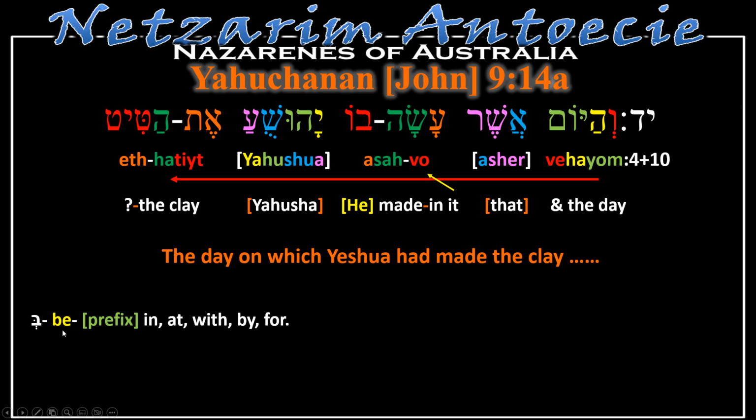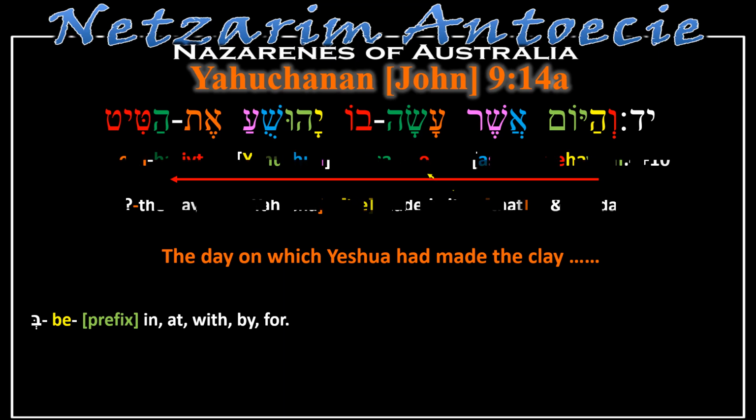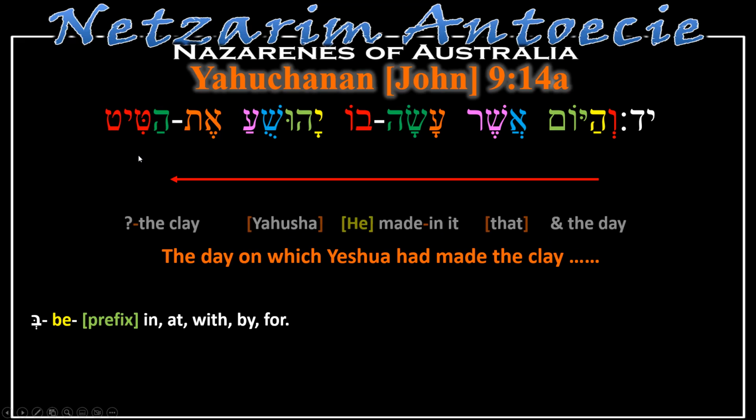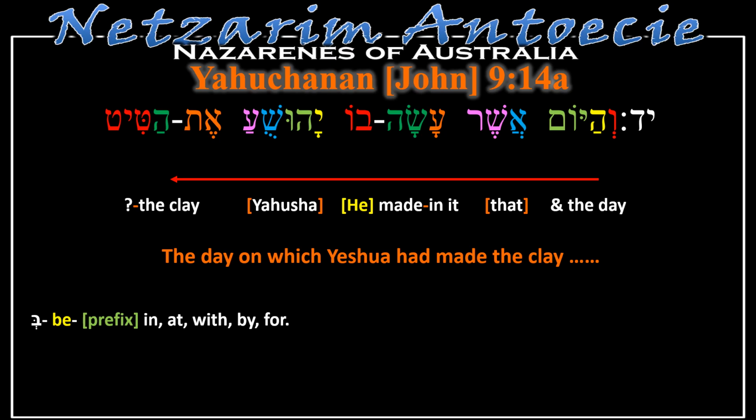And I've just given you here a bit of information. The bet, meaning be, is a prefix, and it can mean in, most common, and it can also mean at, with, by, for, because it can be used in translation in those forms. But generally it's in. So now we can read that. V'hayom asher asa vo Yahushua et hatit. And the day that he made in it, Yahusha, the clay.